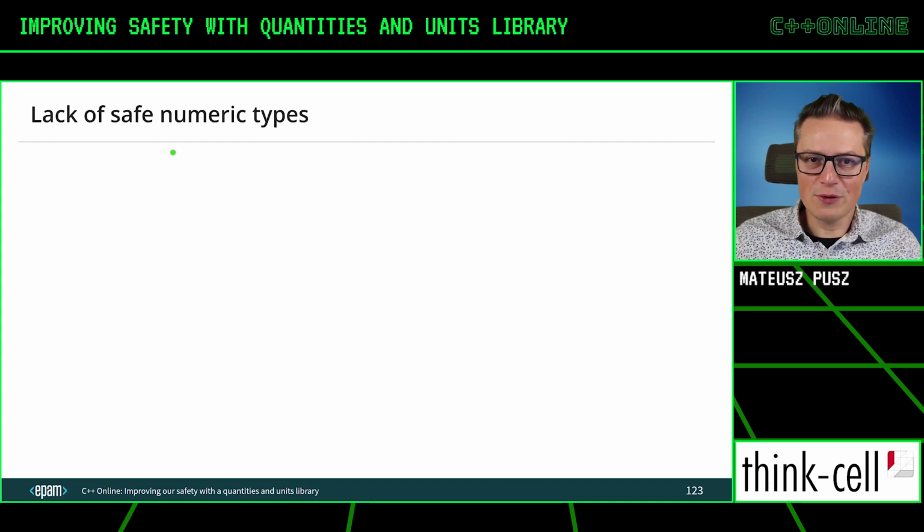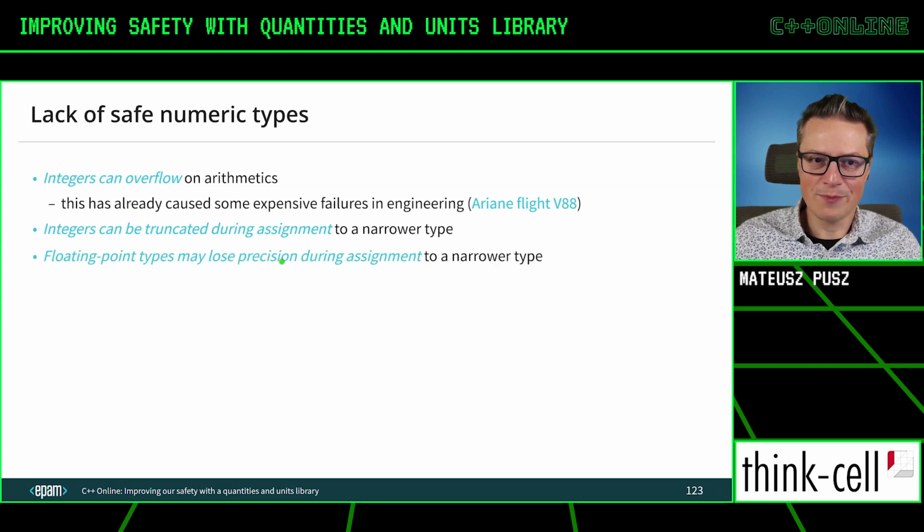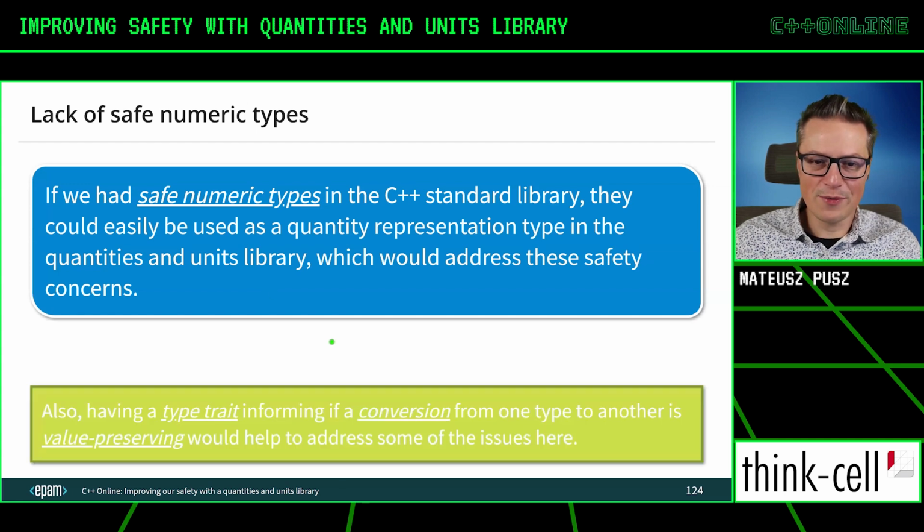Another issue is the lack of safe numeric types. Integers can overflow on arithmetic. It was actually the cause of the Ariane flight crash some time ago. Integers can be truncated during assignment to a narrower type. Floating point types may lose precision during assignment to a narrower type. Conversion from int64 to double may lose precision as well. We really need safe numeric types in the standard library, and we don't have them yet. Hopefully we'll get some in the future, and we'll also get traits that will inform us if conversion between two types is value preserving or not.